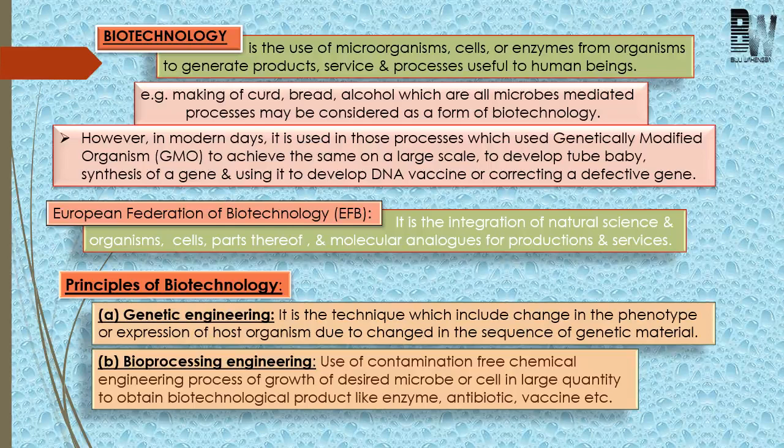In this technique, the genetic makeup of an organism, it may be DNA or it may be RNA, will be modified. So definitely there will be a change in the phenotype as well as the genotype of the individual. And if the technique is used for the manufacture of biotechnological products such as antibiotics, vaccines, enzymes, hormones, etc., then the technique is known as bioprocess engineering.